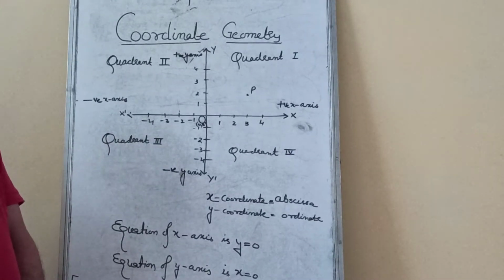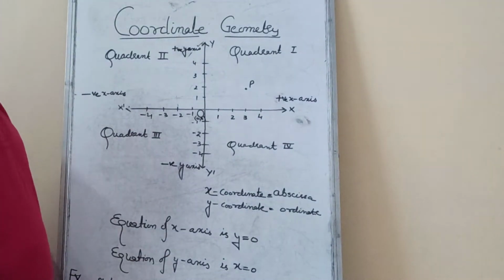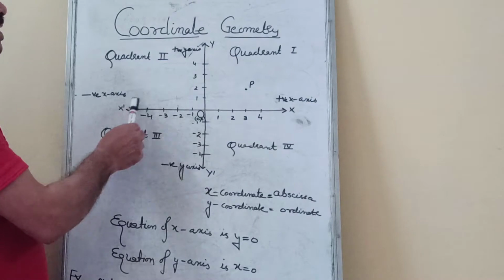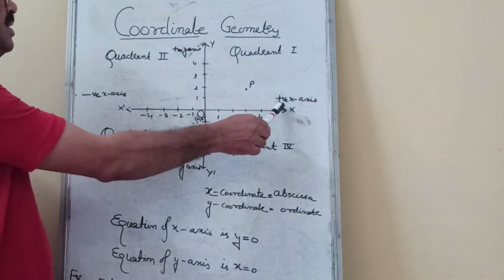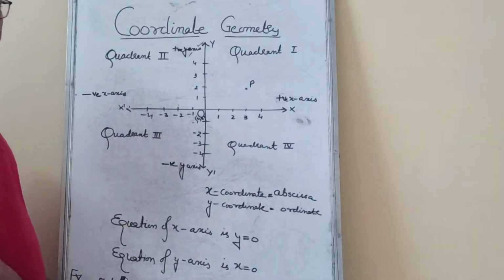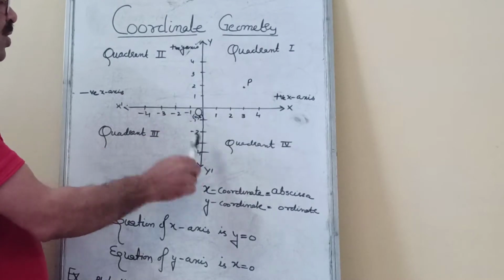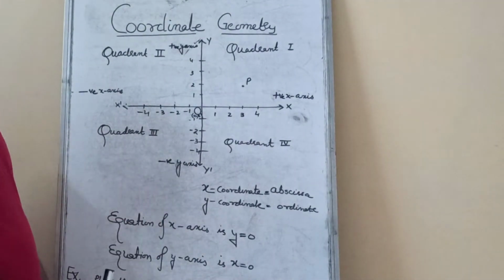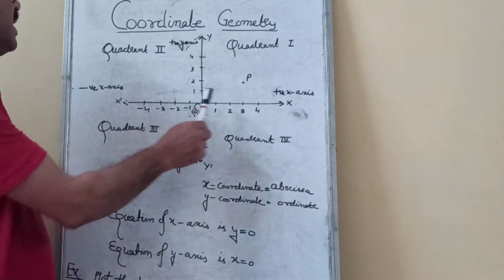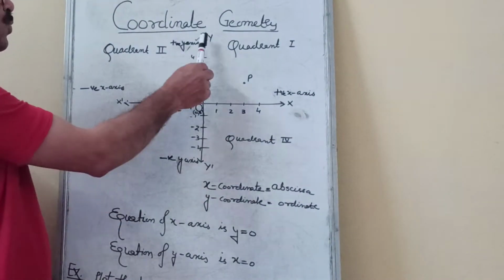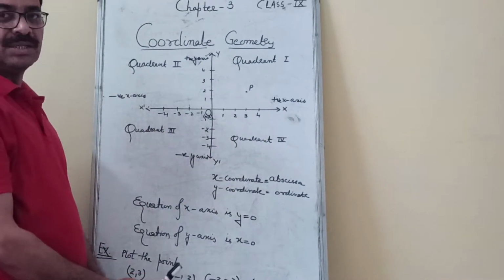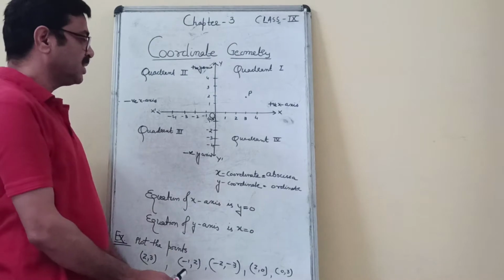For this, I have to take two axes. One is the x-axis and another is the y-axis. This horizontal axis is called the x-axis and the vertical axis is called the y-axis. Now I will denote these axes as XOX' and YOY'. The point of intersection of both the axes is the origin.